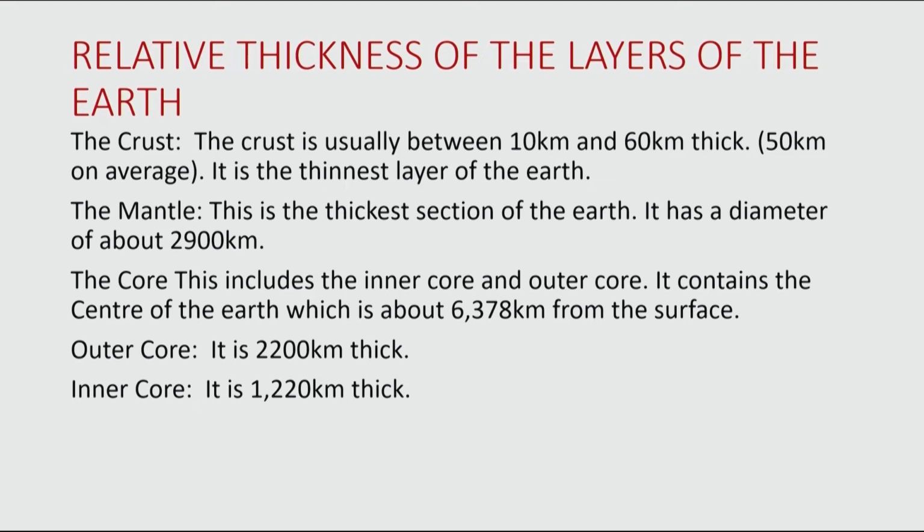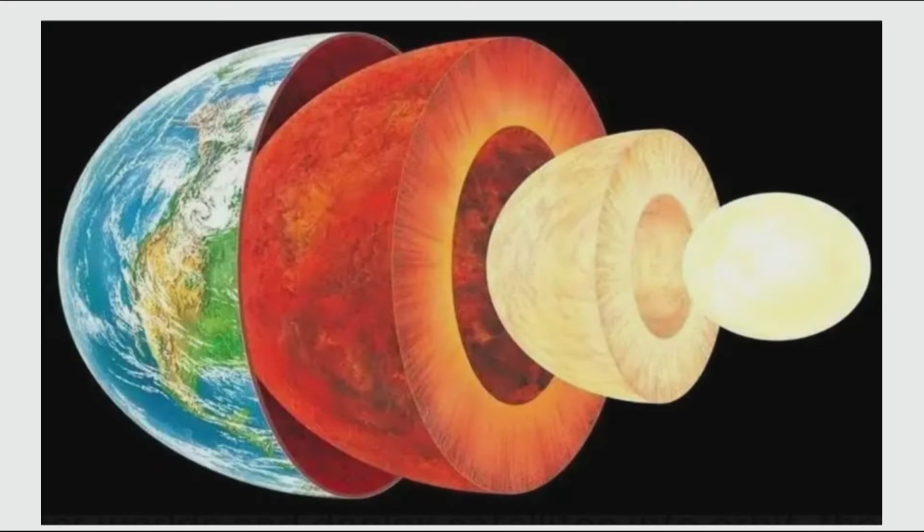Now, students, the point we want to drive home from this objective is the thickness of the layers. You may be asked to differentiate or compare the thickness of the layers. Simply put, the crust is the thinnest layer of the Earth, and the mantle is the thickest layer of the Earth. And if you're asked to compare the inner and the outer core, simply put, the outer core is thicker than the inner core. And this brings us to the next slide.